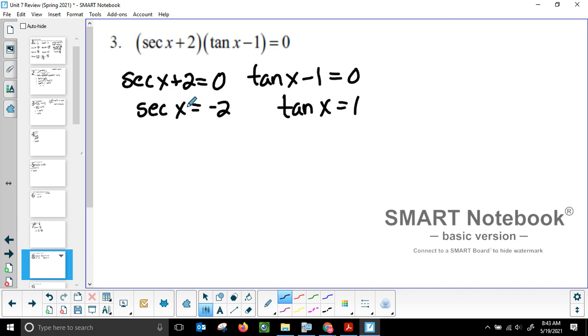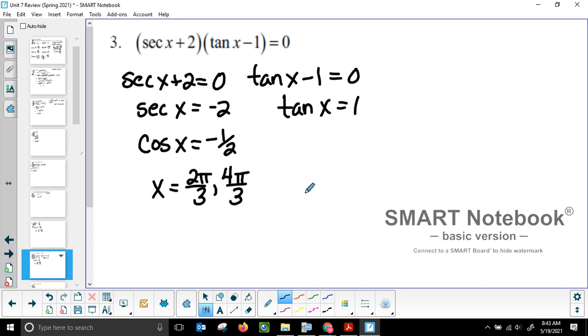Of course, secant is not on our unit circle, but its reciprocal cosine is. So if secant x is equal to -2, I say, okay, where is cosine -1/2 on the unit circle? Cosine is the x-coordinate, so my x-coordinate is negative 1/2 at 2 pi over 3 and 4 pi over 3.